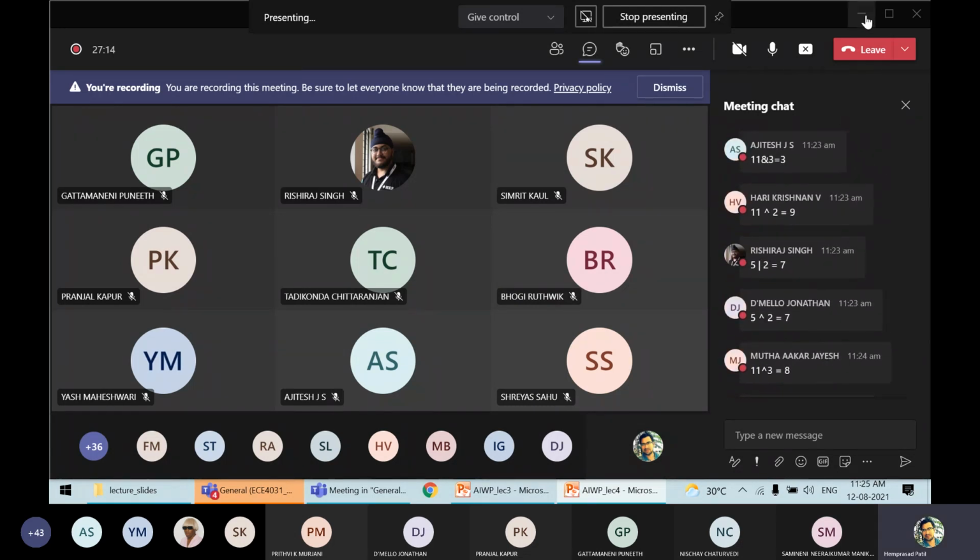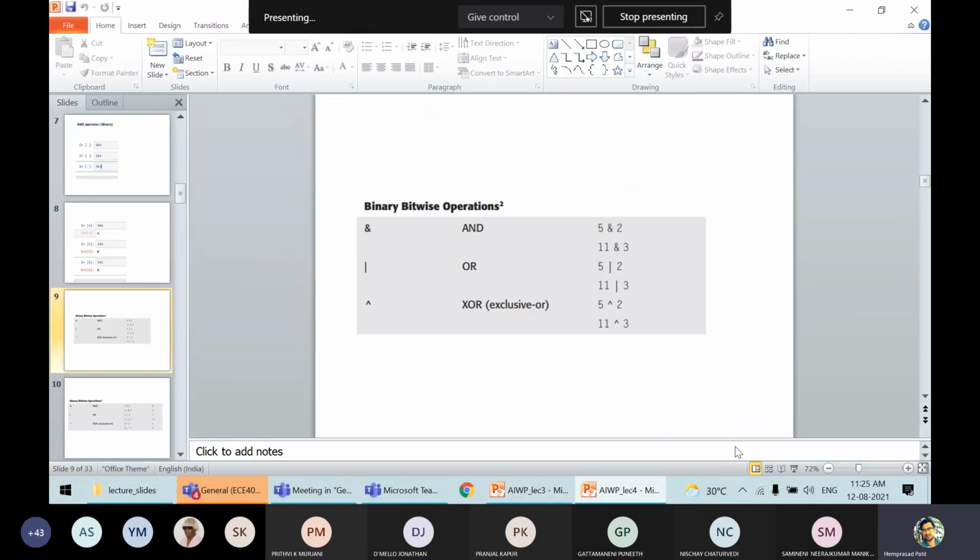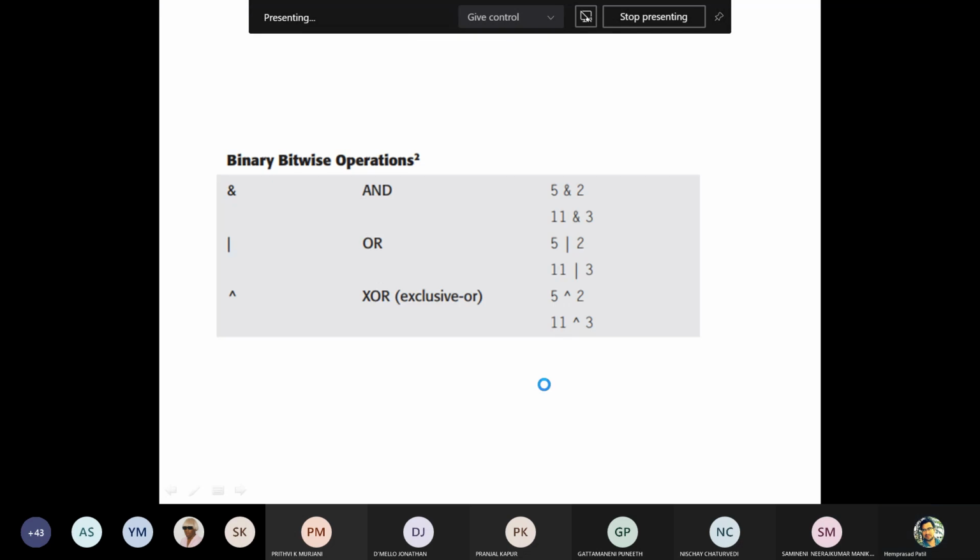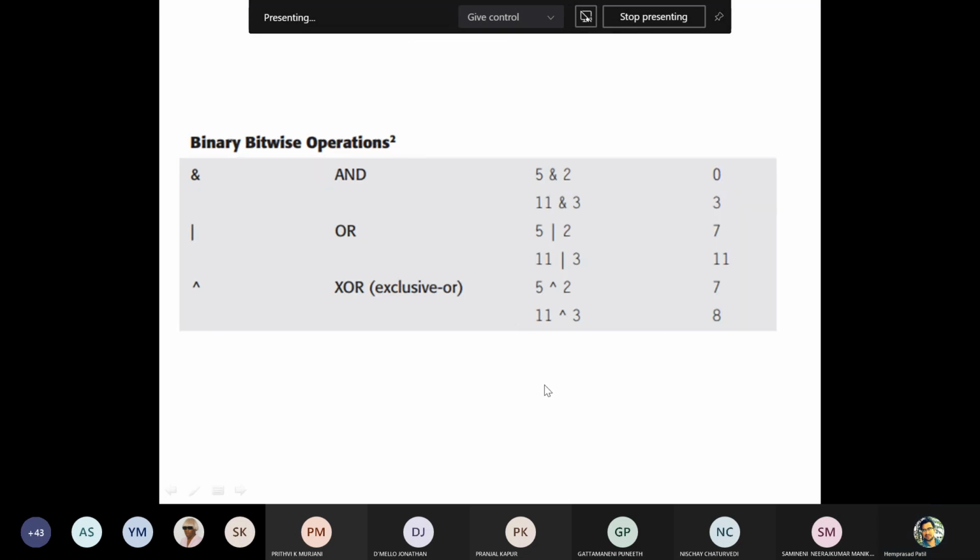Okay, okay, very good. So now let us match the answers. 11 and 3 answer is 3, 5 or 2 answer is 7, 11 or 3 answer is 11, 5 XOR 2 answer is 7, 11 XOR 3 answer is 8. I hope all of you got the same answer.